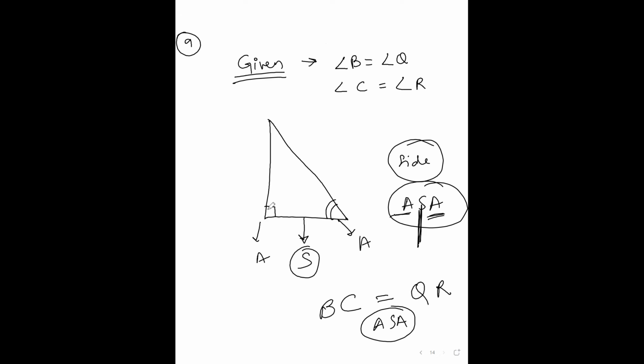They have given us two angles. One angle is this and the other angle is this. When you have two angles, what else do you need? A side that is in between the angles. Which is the side that is between them?